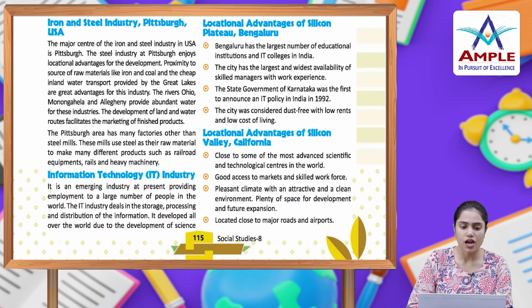Iron and steel industry, Pittsburgh, USA. The major center of the iron and steel industry in USA is Pittsburgh. The steel industry at Pittsburgh enjoys locational advantages for its development. Proximity to sources of raw materials like iron and coal and the cheap inland water transport provided by the Great Lakes are great advantages for this industry. The rivers Ohio, Monongahela and Allegheny provide abundant water for these industries.